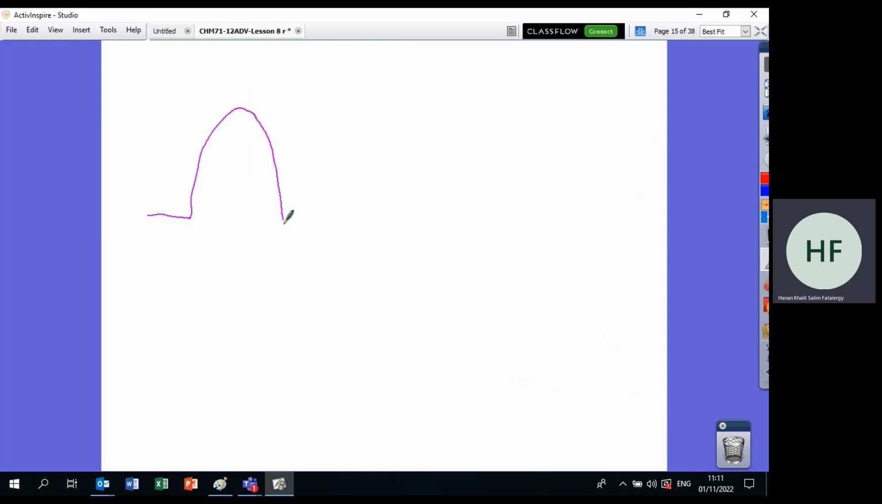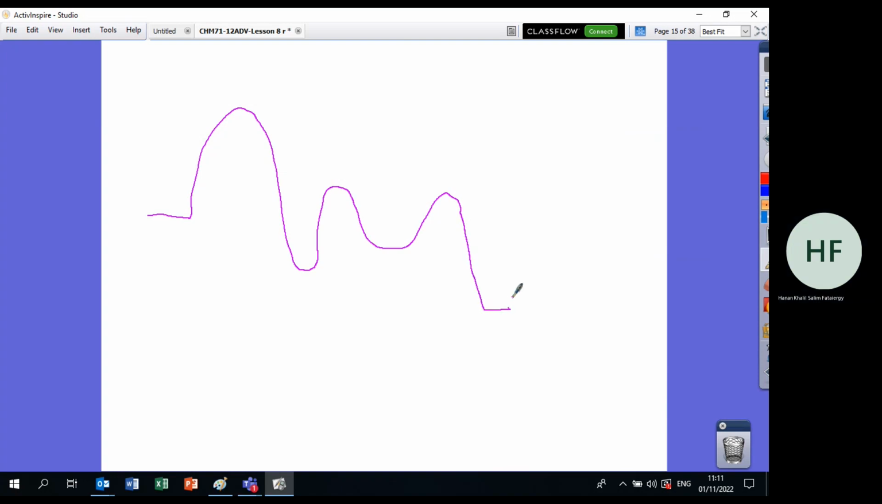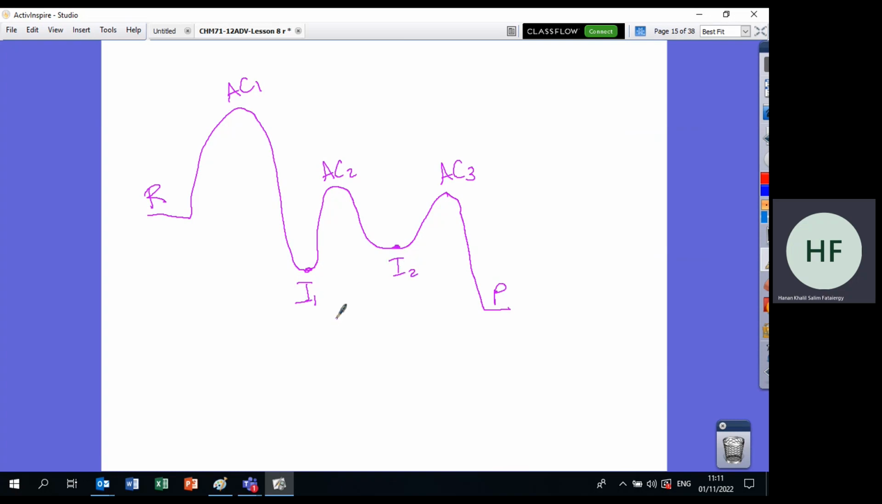Now, let me show you another graph. If this graph is composed of 3 steps, this is step 1, this is step 2, and this is step 3. This reaction takes place in 3 steps. This is the reactants. This is AC1, this is AC2, this is AC3, and this is the products. And here you have one intermediate and another intermediate: intermediate 1 and intermediate 2. Now, the overall reaction is exothermic. Step 1 is exo. Step 2 is endo. Step 3 is exothermic. Now, one more important thing: which step is the slowest step?